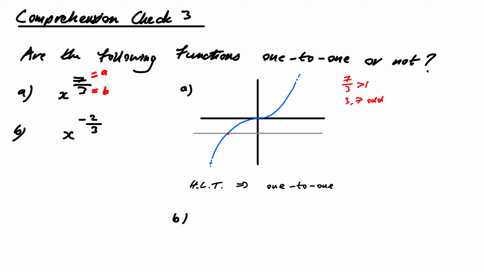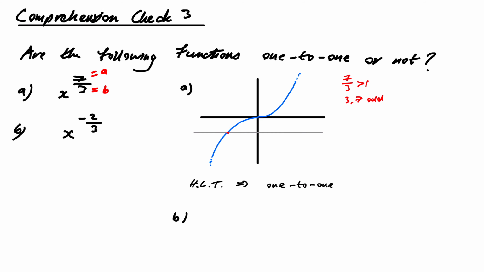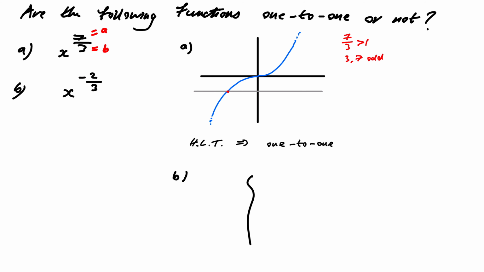So I think immediately this is not going to be one-to-one. I can tell you why. It's because of the 2 on top. The 2 on top makes me think it's going to be an even function. And that's going to mess things up because the horizontal line test is most definitely going to fail. So let's graph it carefully and just see what happens.